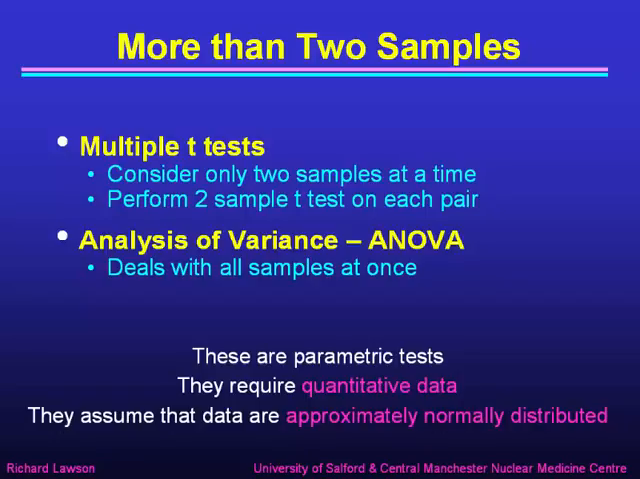If we've got more than 2 samples, one way to deal with it will be to do multiple t-tests, where we consider only 2 samples at a time and perform a 2-sample t-test on each pair. But a more sophisticated way is to use analysis of variance, or ANOVA, which deals with all samples at once. These are still parametric tests, so they require quantitative data, and they assume that the data are approximately normally distributed.